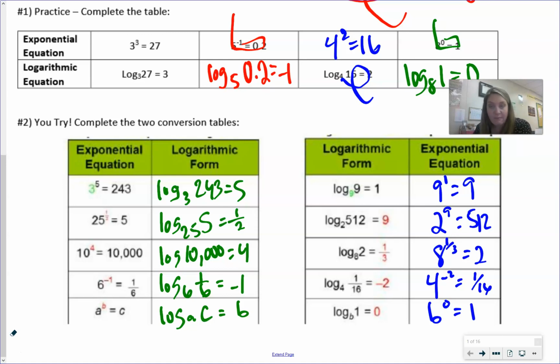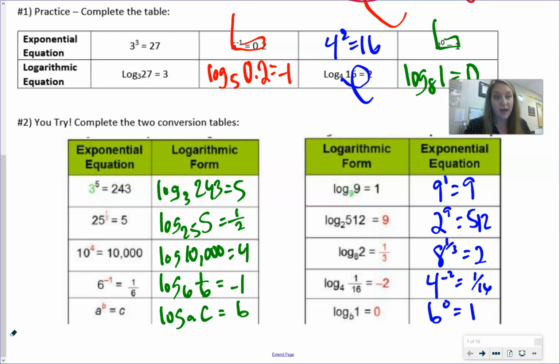My third one had a base of 10, so technically I didn't have to write it. That's where my common log comes into play. The reason why we talk about common log is because if you have a graphing calculator, you might notice there is a log button. Where is it? It's right here next to your 7. You can only push this button if you have a base of 10.